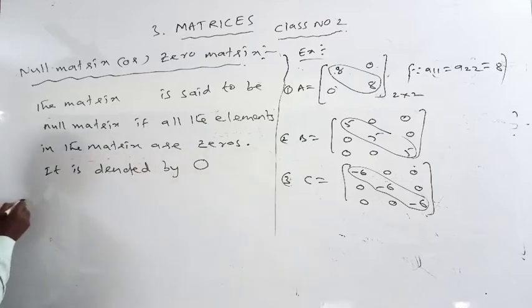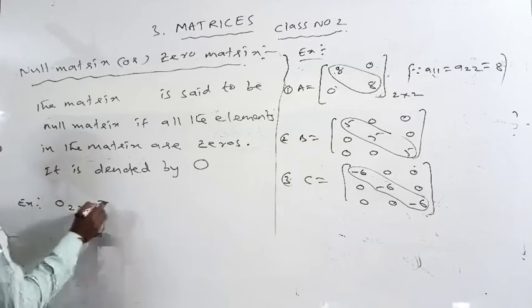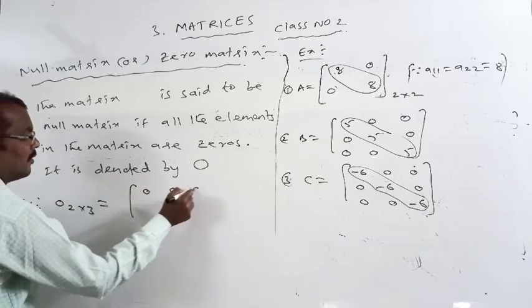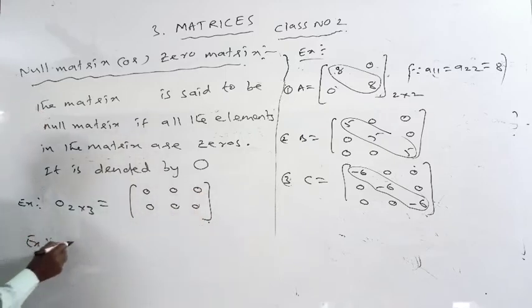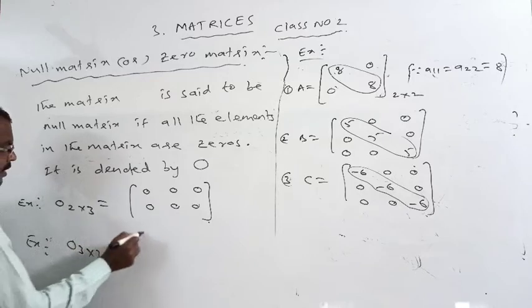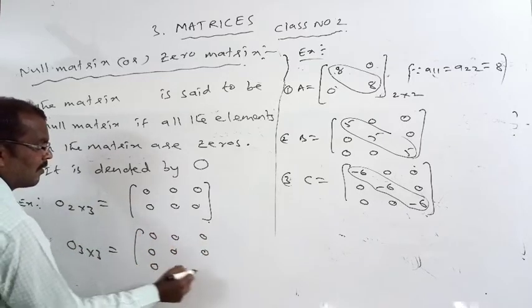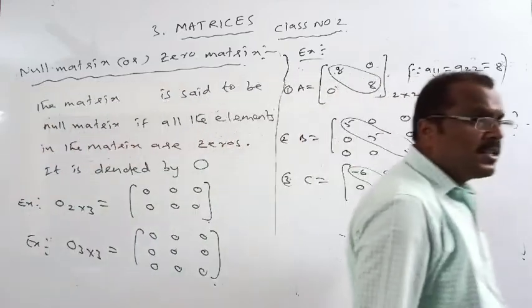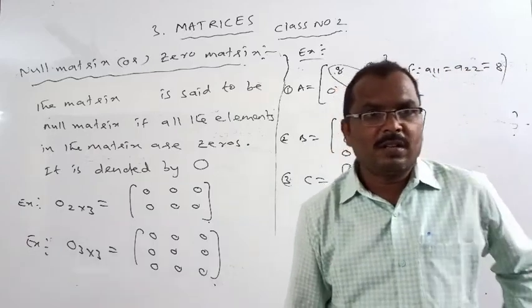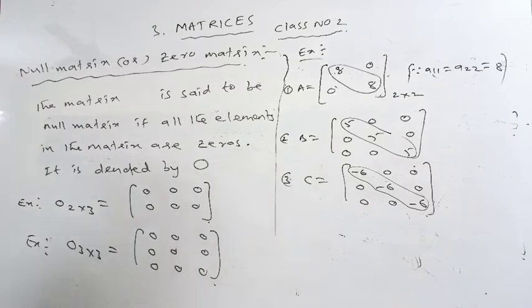So example, O 2 by 3 is equal to, example, O 3 by 3 is equal to. So null matrix may be a rectangular matrix or a square matrix. Null matrix may be either square or rectangular.